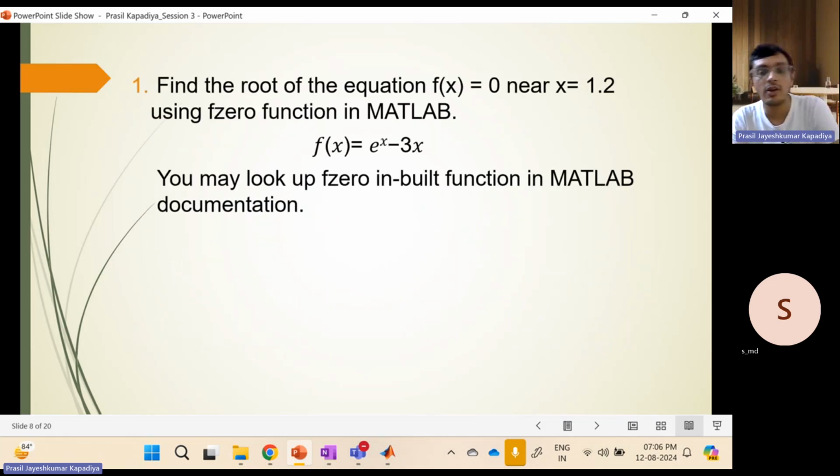So the first problem is: find the root of the equation f of x is equal to 0 near x is equal to 1.2 using the fzero function in MATLAB. And my function is f of x is equal to e raised to x minus 3x. And I want to find it near x is equal to 1.2.